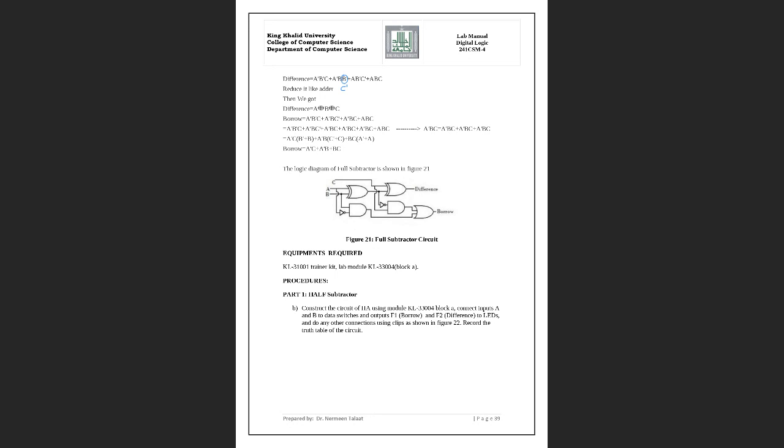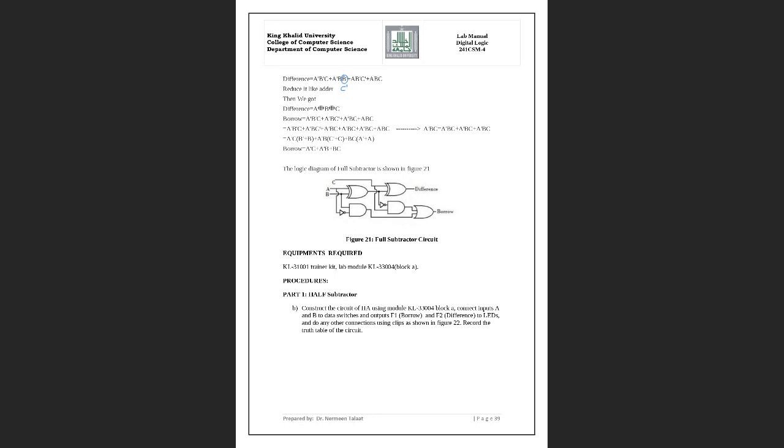Right, this is c dash plus a b dash c dash, then a b c. So if you reduce it, it will give you a XOR b XOR c, same like your full adder, a XOR b XOR c. Okay, this is by using the formulas. Now we need to see about the borrow.